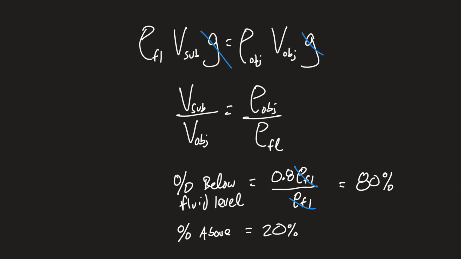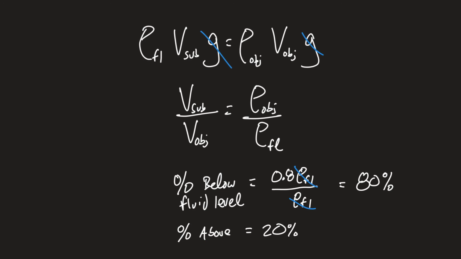All right, so you just set them equal, g's cancel out, and if we do simple division, we see that the volume submerged divided by the volume of the object is the ratio of the densities here of the object divided by the fluid density. And plugging in from before, the object has 80% of the fluid density. And so the fluid density terms cancel out. And we have now shown that the percent of the volume below the fluid level is 80%. That means the amount above the fluid level is 20%.